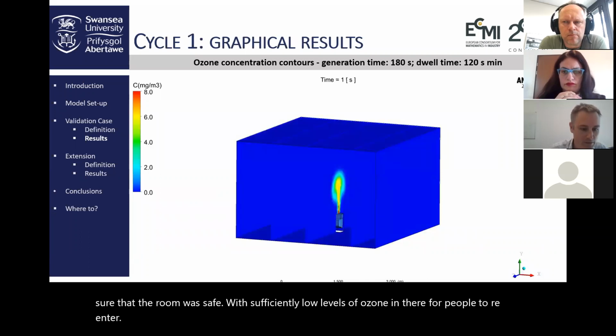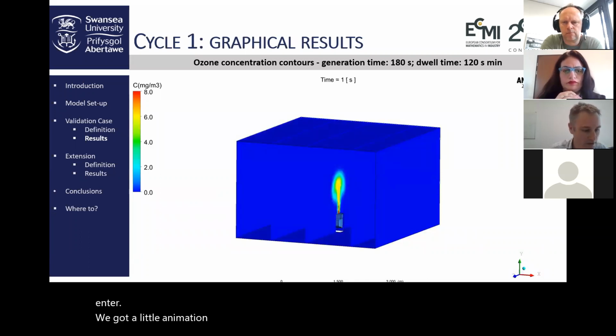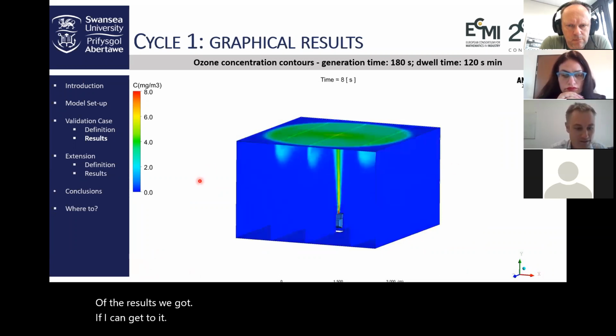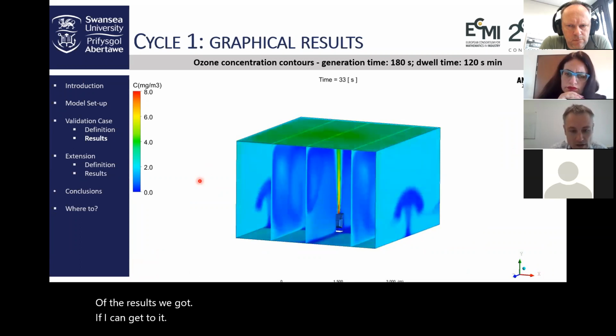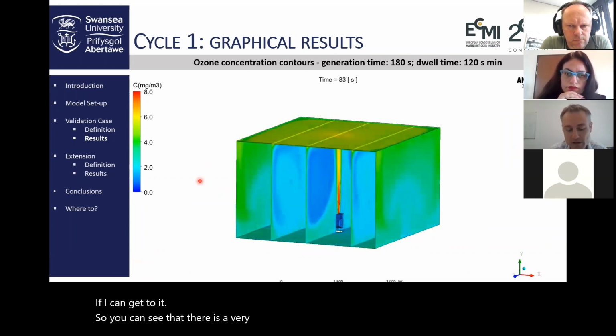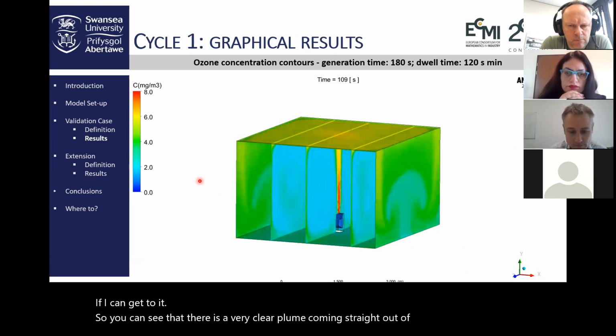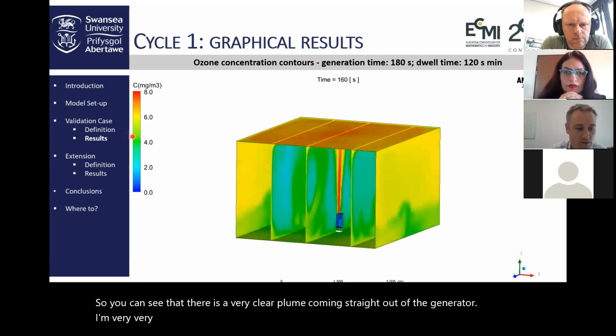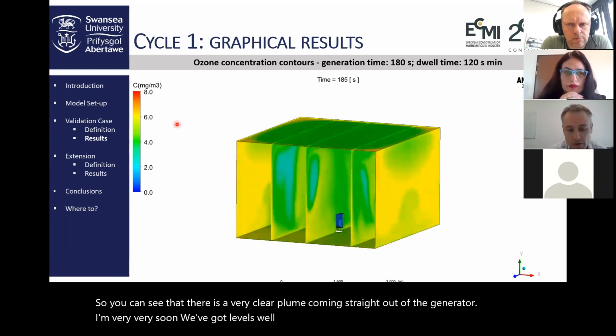We've got a little animation here of the results we got. If I can get to it. There we go. So you can see that there is a very clear plume coming straight out of the generator. And very, very soon, we've got levels well above 4 milligrams per cubic meter.